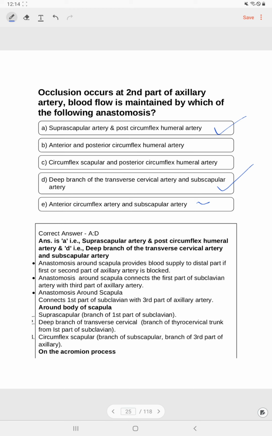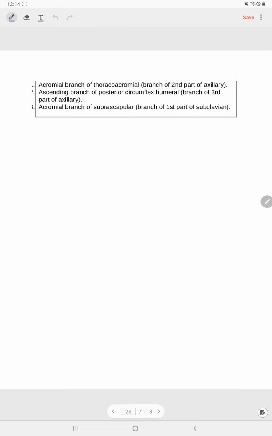Around the body of scapula: suprascapular branch from the first part of subclavian, deep branch of transverse cervical, branch of thyrocervical trunk from first part of subclavian, and circumflex scapular branch of subscapular, branch of third part of the axillary. On the acromion process: acromial branch of the thoracoacromial, branch of second part of the axillary, ascending branch of the posterior circumflex humeral, branch of third part of the axillary, and acromial branch of suprascapular, branch of first part of the subclavian. While reading the explanation, please keep the diagram in front of you for clarity of concept.